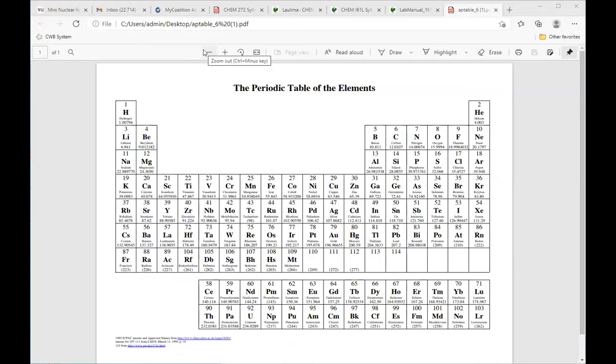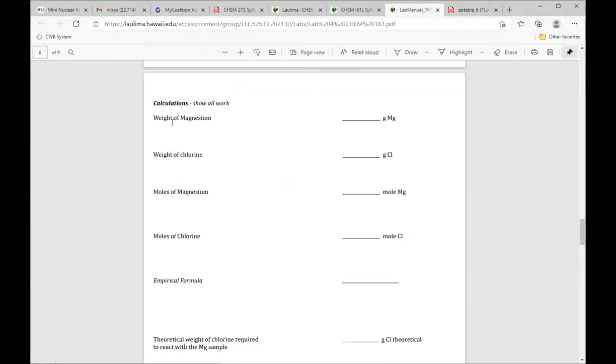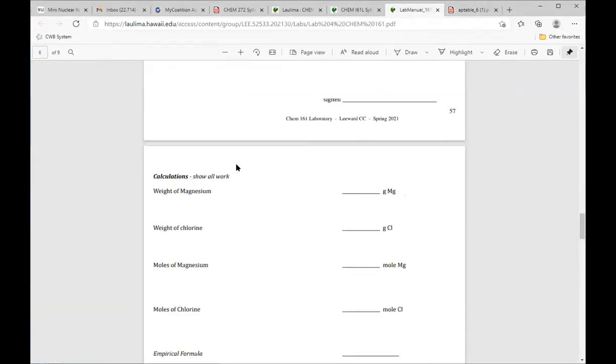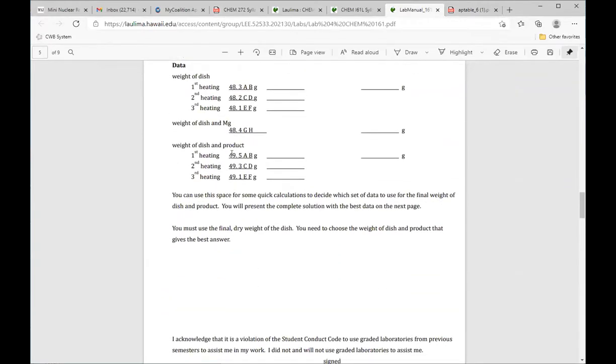So the sheet is, where is it? There it is. All right. So you're going to get the weight of the magnesium. And so all these numbers are going to be generated. Watch the video. I'll put the video up.